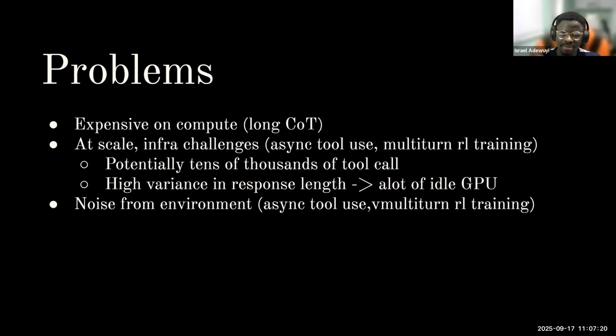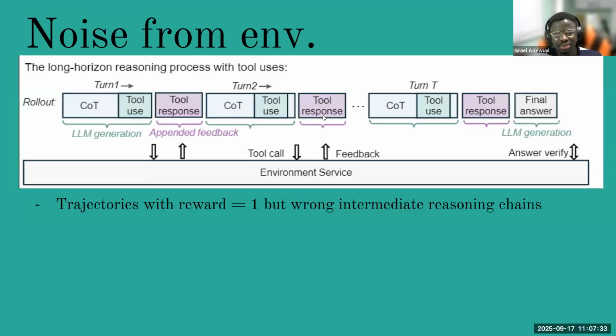There's also another problem that arises with training agents, which is noise from the environment. This will be the first thing I'm going to talk about. But let's dive deeper into this. This is a snapshot of what training agents looks like. You have the rollouts, and initially you have the prompt, of course. Then the agent generates some chain of thought, issues a tool call, the tool call is sent to the environment, the environment sends the response, it's appended, and you continue this until you get your final answer.